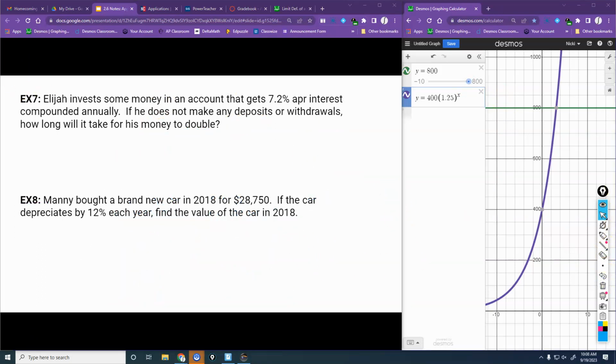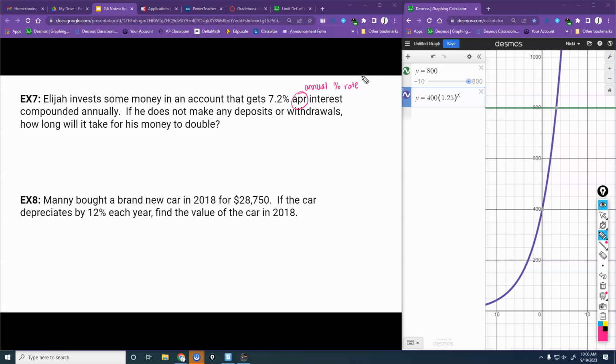All right, Elijah invests some money in an account that gets 7.2% APR interest. That APR right there, a lot of times you'll see, and it's going to matter a lot when we get to the second part of the notes we're going to look at today. APR is annual percentage rate. All right, so it is annual percentage rate compounded annually. If he does not make any deposits or withdrawals, how long will it take for his money to double?